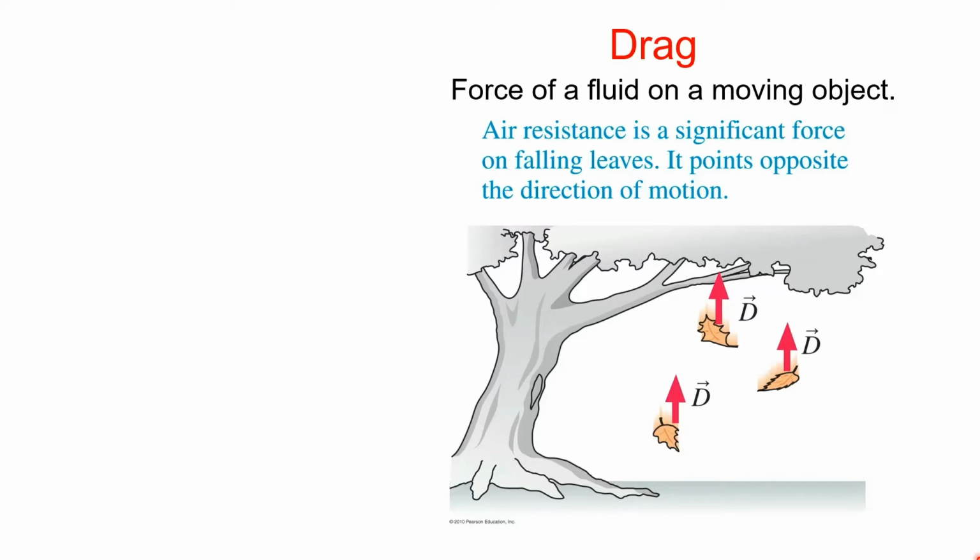In this example, you can see leaves falling from a tree, and for an object like that, drag is definitely important. You could not ignore drag in this situation. One property of drag is that it always points opposite the direction of motion. Well, that actually sounds a lot like friction, and indeed they share some similar properties. But one of the big differences is that drag specifically is the force of a fluid on a moving object.